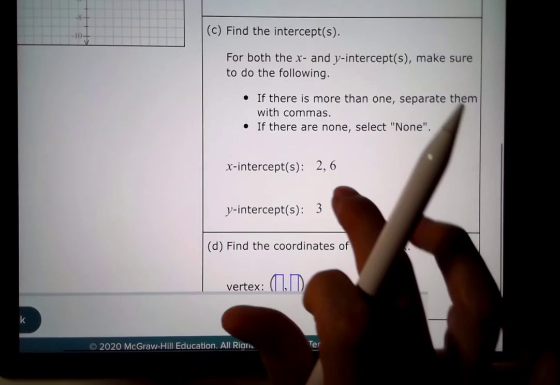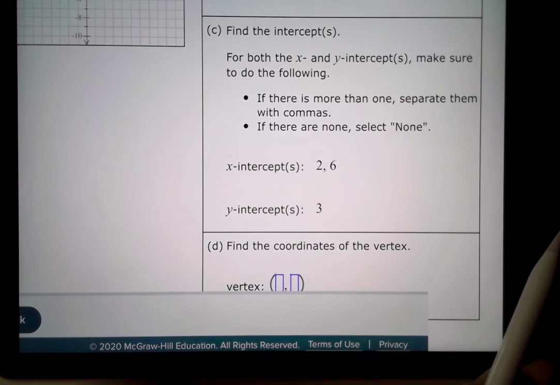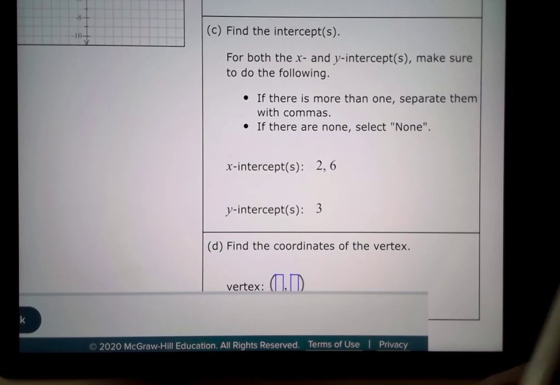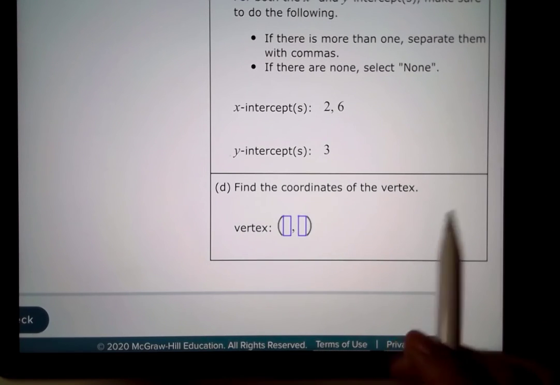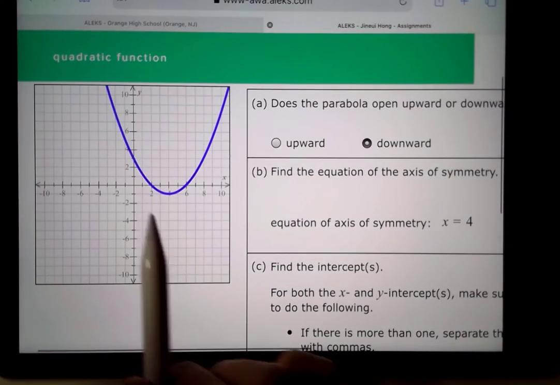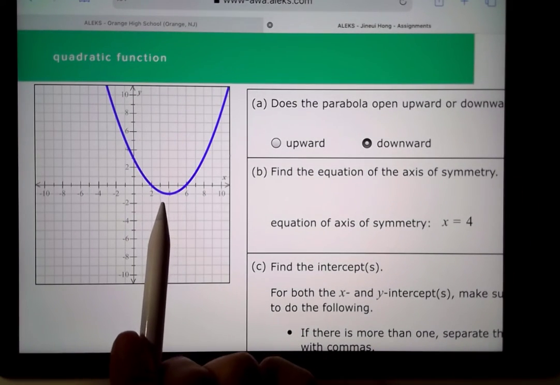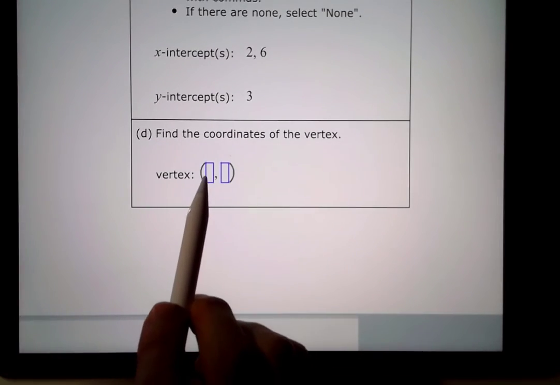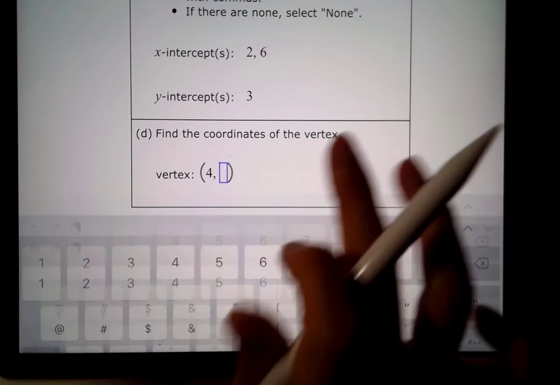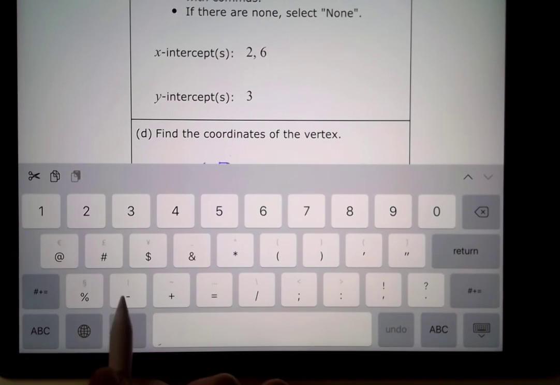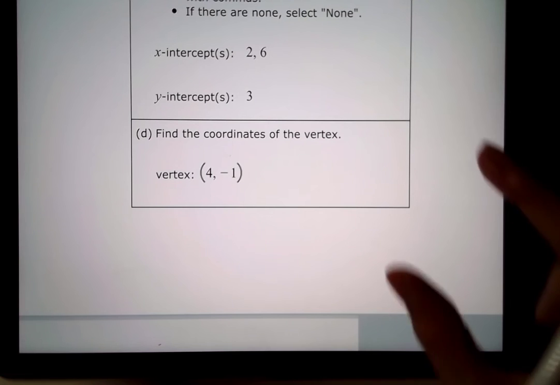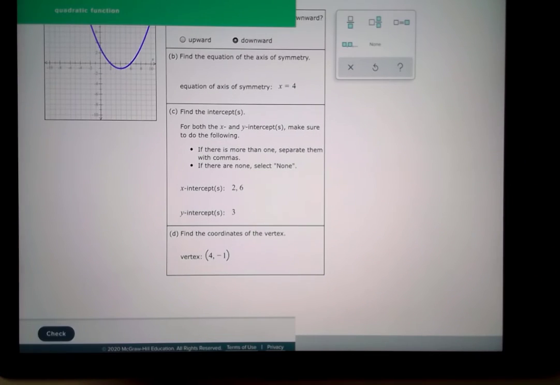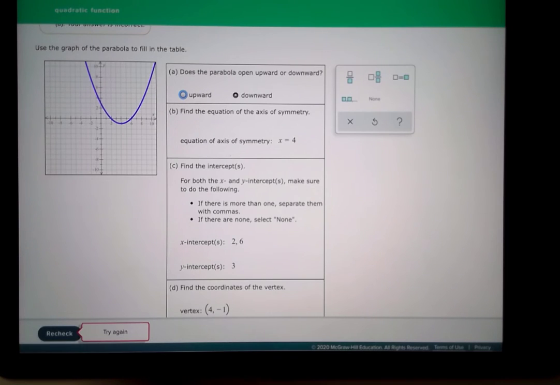I told you for the x-intercepts, we don't put parentheses, all right? Because that's 2 separate numbers. It's not a coordinate pair. 2 and 6, right? And find the coordinates of the vertex. So go there, that's my vertex, 4, -1. So for this one, there's already parentheses and comma, so you can just put the numbers 4 and -1, like this. So I'm done with that. So this is review. So try this one, guys. Okay?